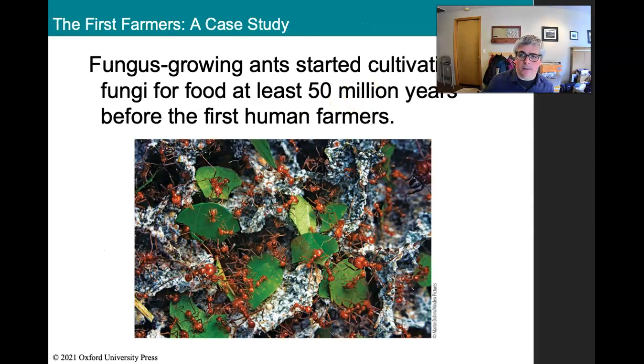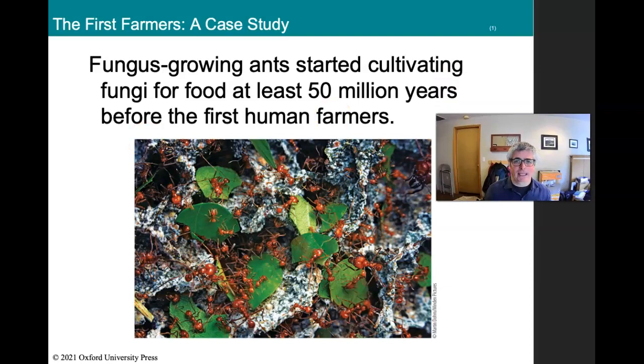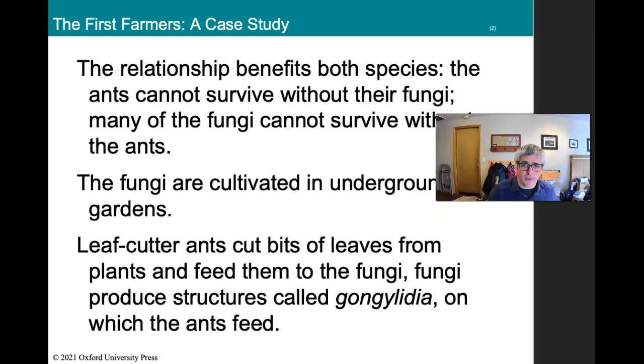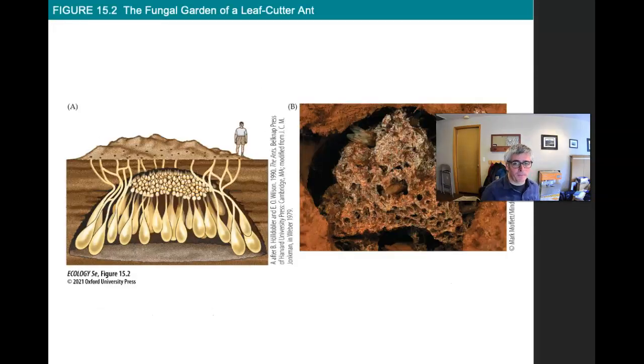So this is an example of these fungus farming ants that have been using fungi for their food for at least 50 million years, which is pretty crazy. In this example, the leafcutter ants cut off bits of leaves from plants and feed them to the fungi, and they strip off the wax layer so the fungi can get into the sort of juicy inner bits. So they are providing food to the fungi, processing that food, getting it ready for the fungi, and then in turn, the ants are consuming the fungi.